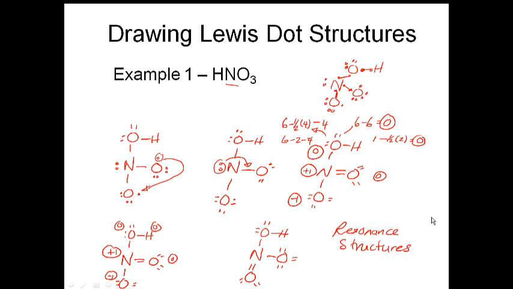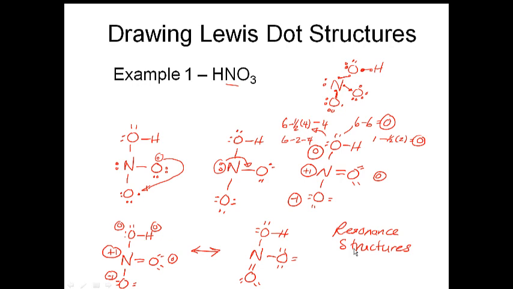So resonance structures are defined as two structures that only differ in the placement of multiply bonded electrons and lone pairs. Later on, I'm going to call them multiply bonded electrons pi electrons. And we indicate the two molecules are resonance structures by using a double-headed arrow.